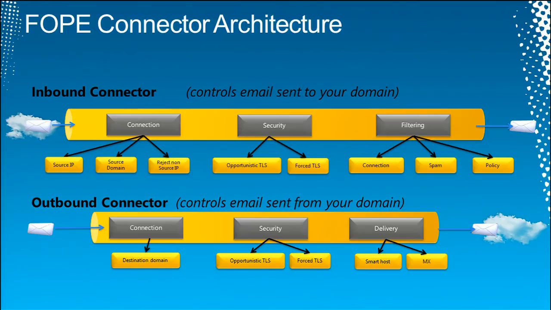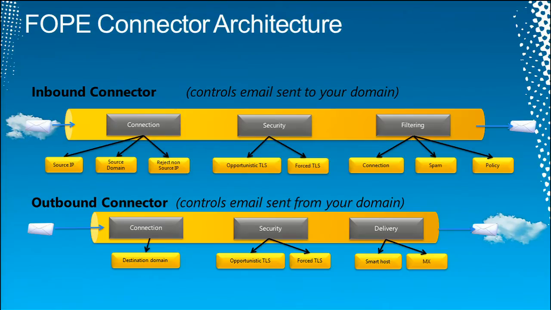So you can force TLS or do opportunistic TLS as well. That's where if it sees TLS is available, it'll go ahead and try to do it, but if it fails, no big deal, you'll still accept the mail. Force TLS says, force that TLS connection, and if it fails, don't accept the mail. And then once it passes all those, it gets into the filtering.